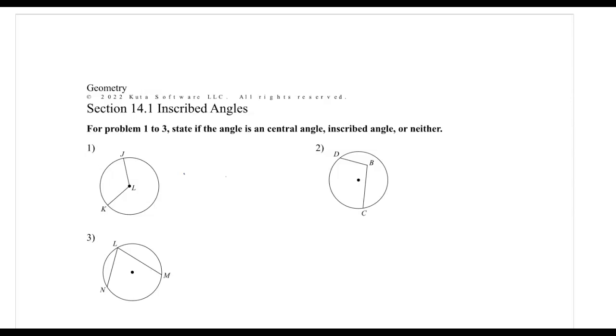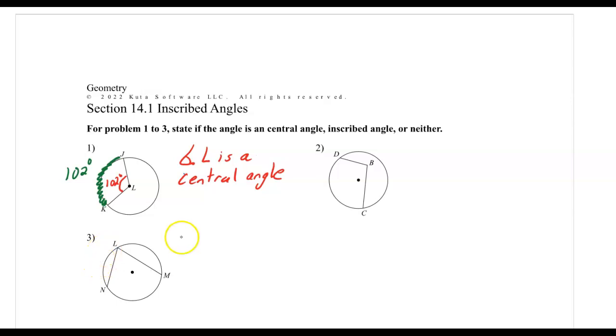Hello geometry students. Today's learning target is to review central angles and learn a new definition called an inscribed angle. So if you look at picture number 1, angle L is a central angle. And if I said angle L is 102 degrees, then the arc KJ is also 102 degrees. So remember, the central angle and the arc measure are equal.